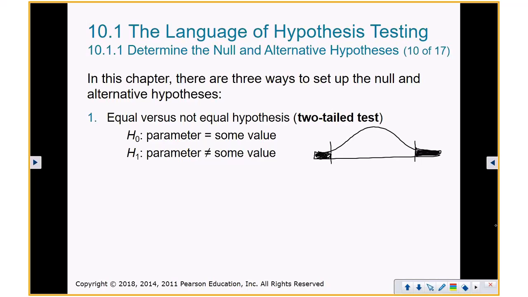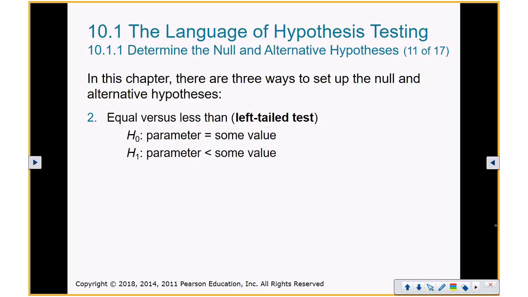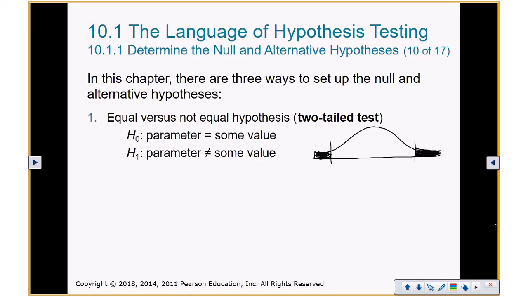Okay, what's the next type? You've not finished? Okay, remember, you don't have to write these words in this chapter. Just say equal sign, VS, not equal sign. Two-tailed test. Now, what's going to determine what you use? The question.